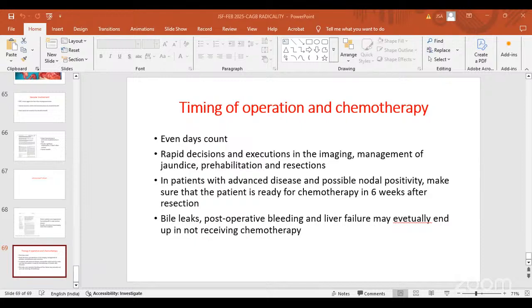Now, coming to the HPD, we have written in one of our papers also that it will be a spectrum. I would not shy away from doing an HPD if there was a fundal or body tumor which was extending into the pancreas, and I could get away with a segment 4B5 resection with a PD, because then the morbidity will be similar to a PD.